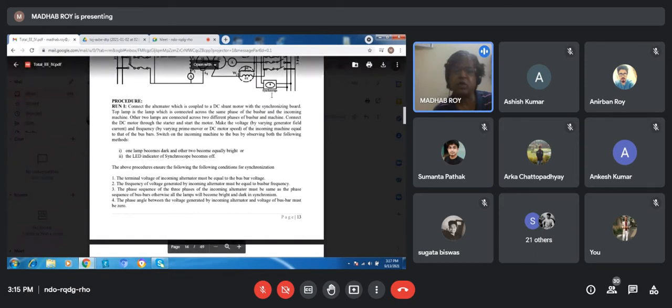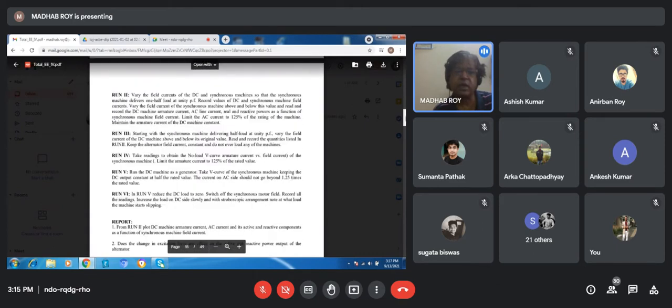So there is a synchroscope also. You can use the LED, but that is not a learning here. For the learning, you can do the three lamp method. Okay, that will be better. So that has been done. Already we have done.